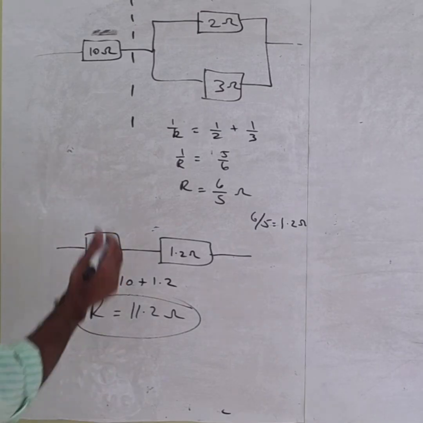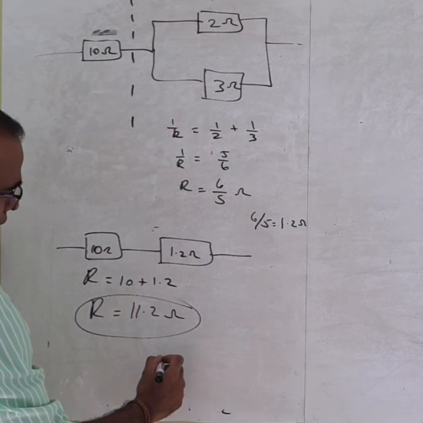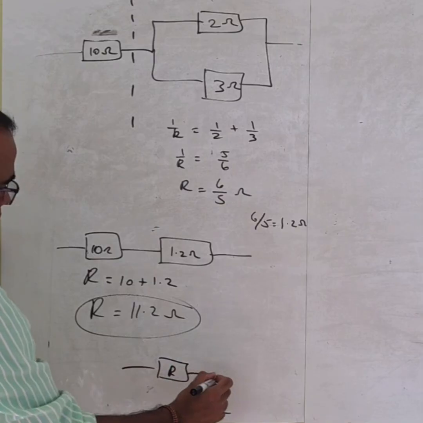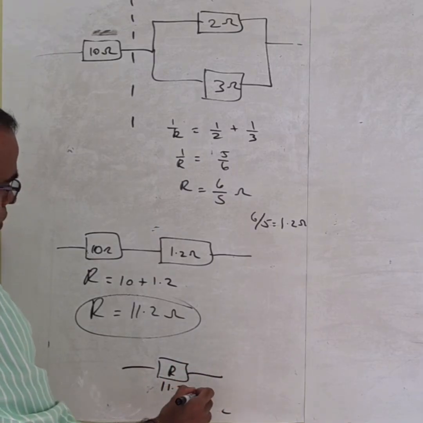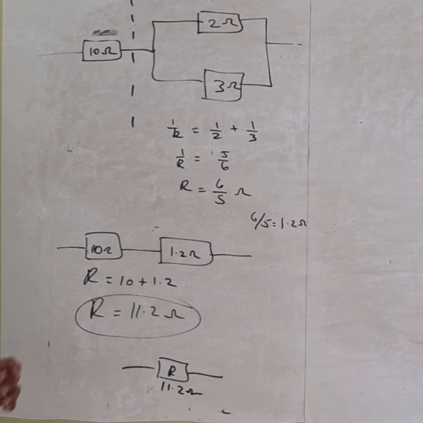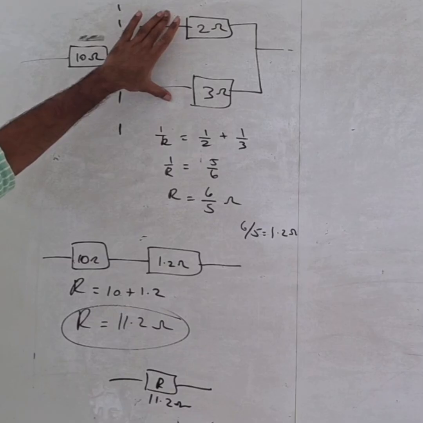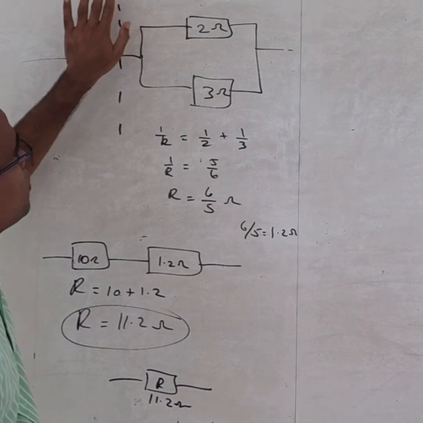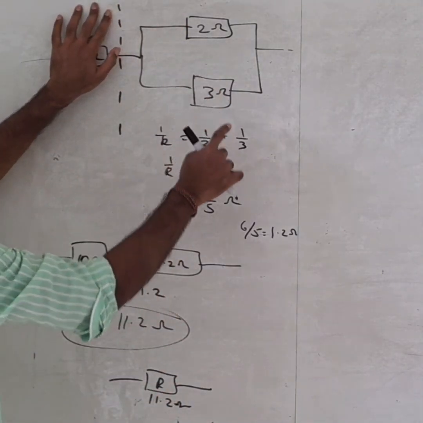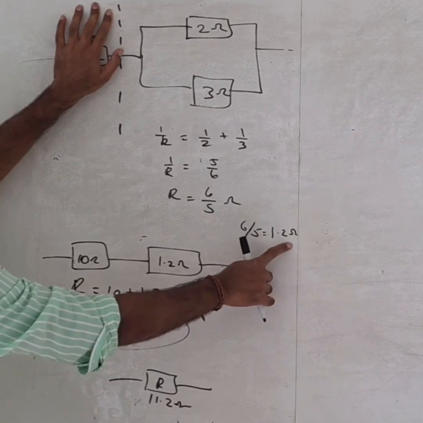So simply we can replace this with a single resistor, 11.2 ohms. And if you consider these two resistors, forget about this one, here 2 and 3, the answer you got is 1.2 ohms.